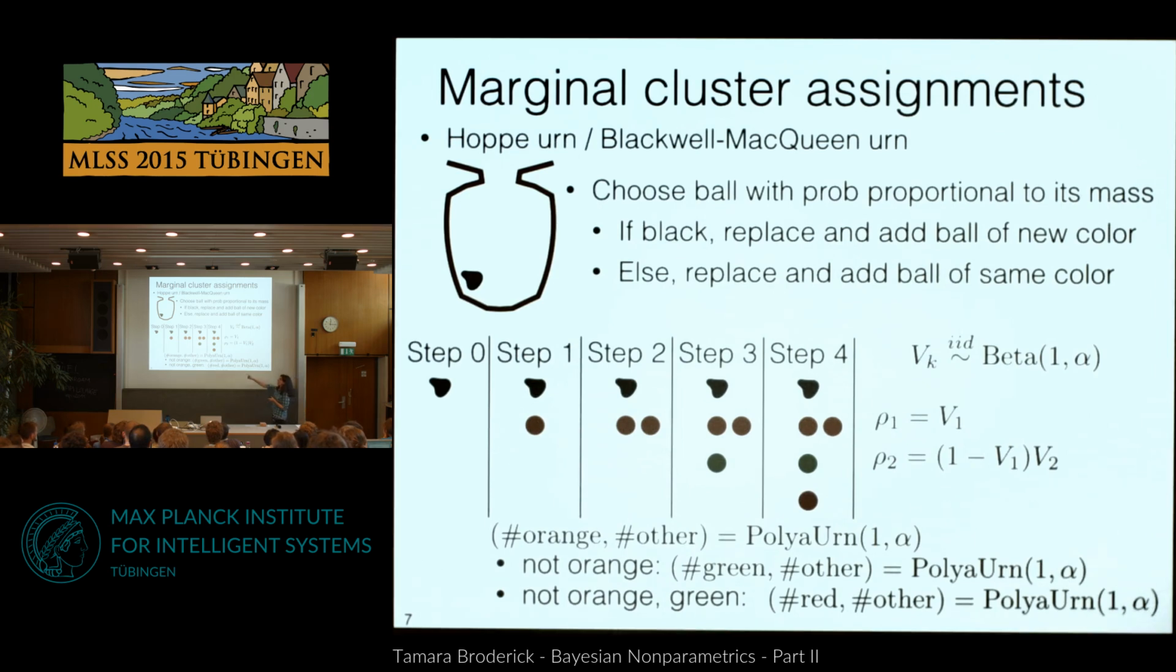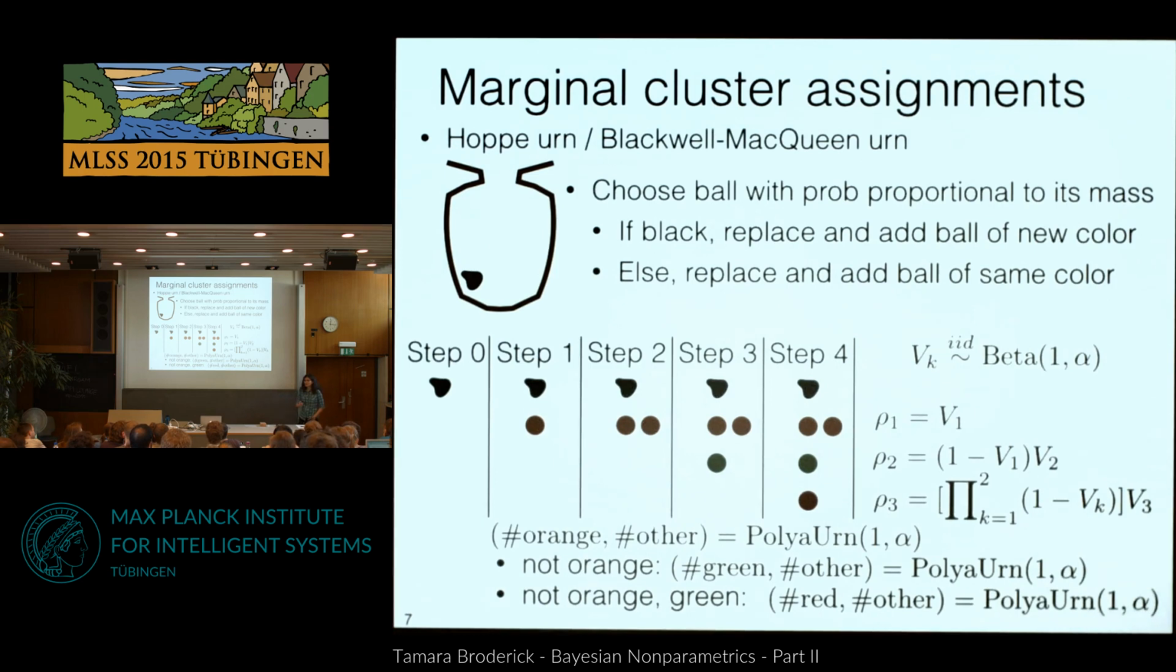The limiting proportion of things that are not orange, but are green, is beta 1 alpha distributed. That's V2. The limiting proportion of things that are neither orange nor green is 1 minus V1 times 1 minus V2. The limiting proportion of things that are red is 1 minus V1, 1 minus V2 times V3. Does anyone find that this sequence looks familiar from anywhere?